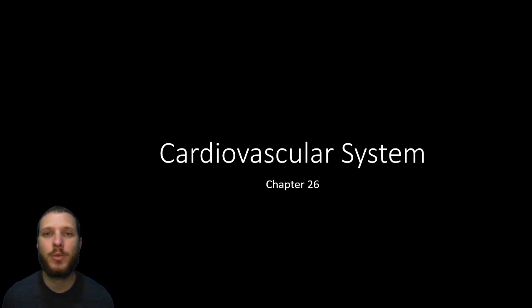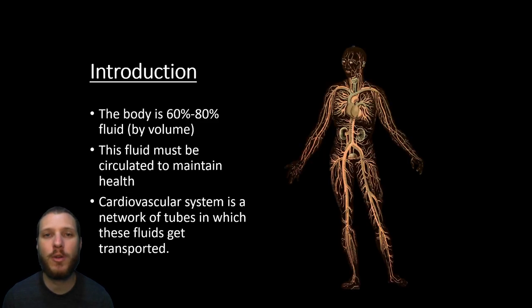Welcome to today's lecture where we're going to be looking at the cardiovascular system, which is chapter 26 in your textbooks. So before we get started, we're going to go over some basic facts. The body's going to be 60 to 80% fluid by volume. A lot of times you'll hear people say we're 70% water. This is what we're talking about.